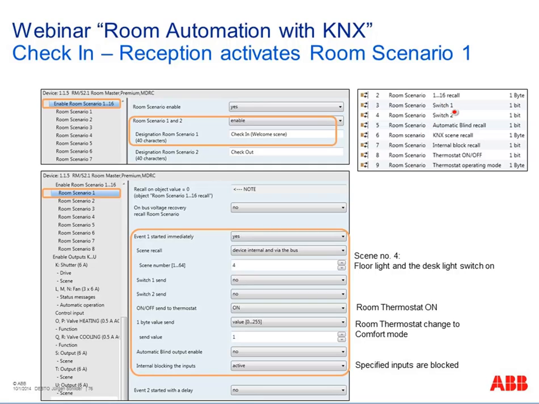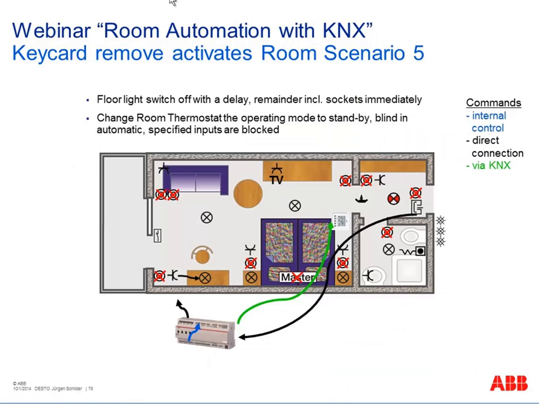Here for switching 1, switching 2, these are exactly here. This parameter settings for the automatic control of the shutter blinds, the 8-bit scene, the thermostat, room thermostat on and off, and here the mode which depends on this value here. Here we will see it's not very difficult to use these room scenarios.